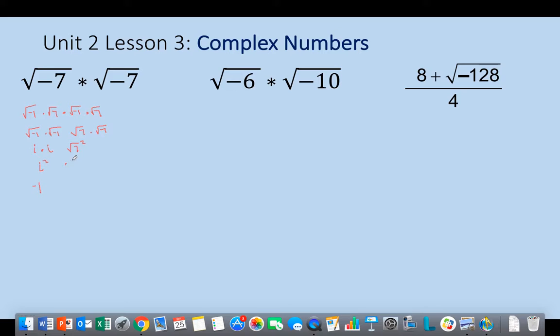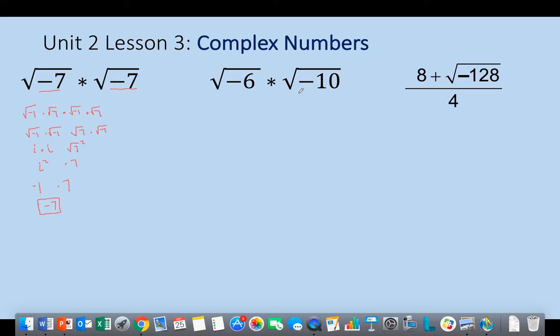And which means I'd have just 7. So I wind up with negative 1 times 7, which is just negative 7. All right, let's see what happens when I don't have exactly the same number. And just so you know, it is not a coincidence that negative 7 being our answer is the same thing that we see underneath there.